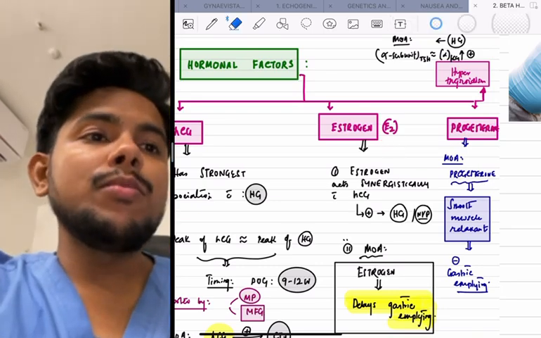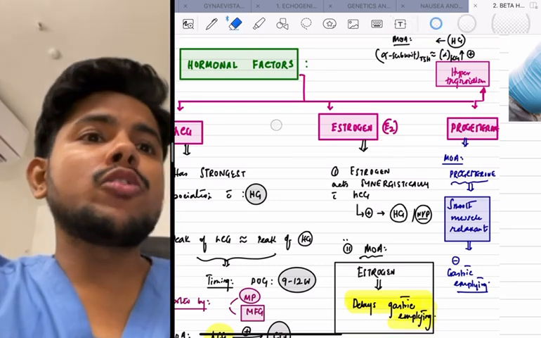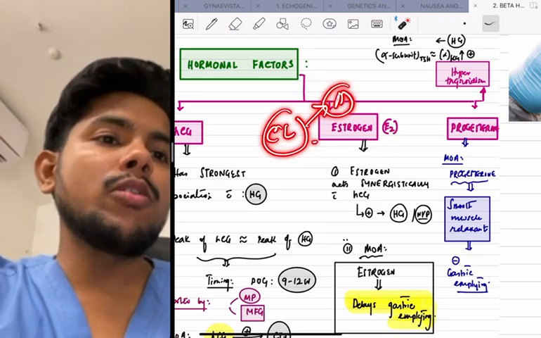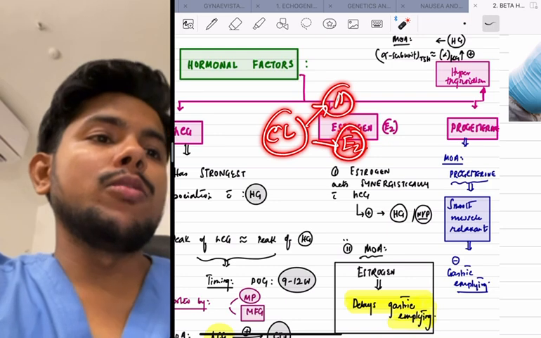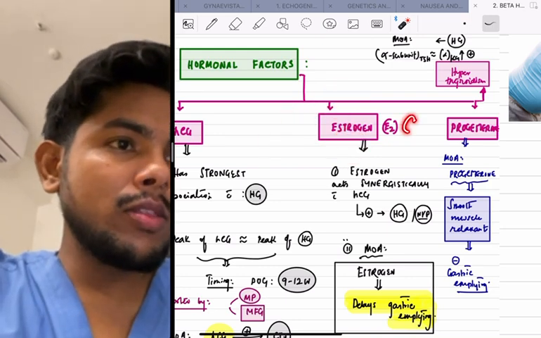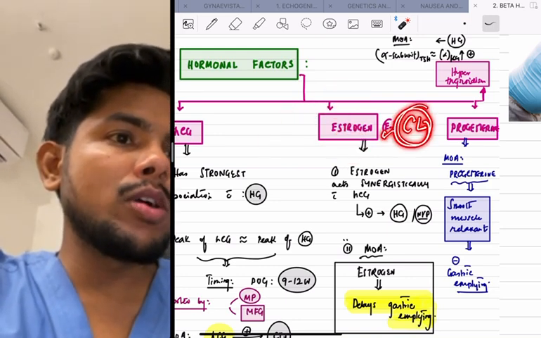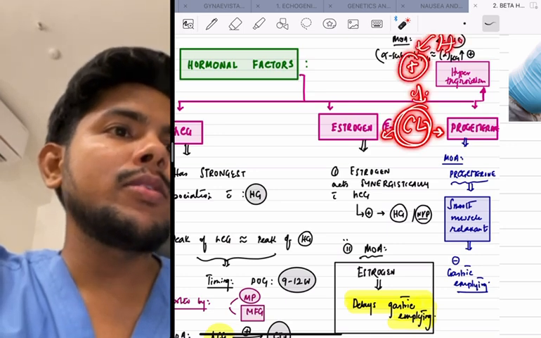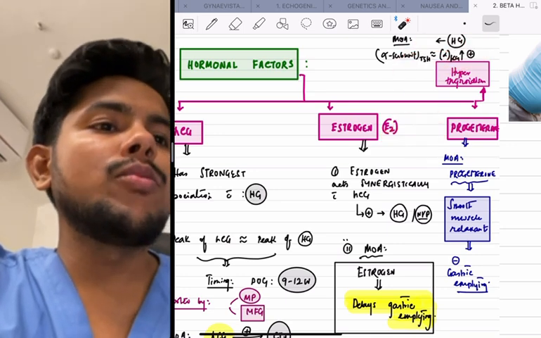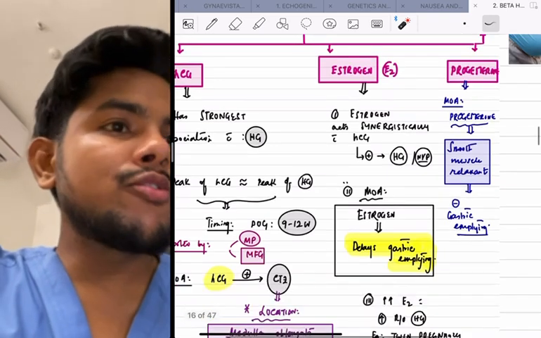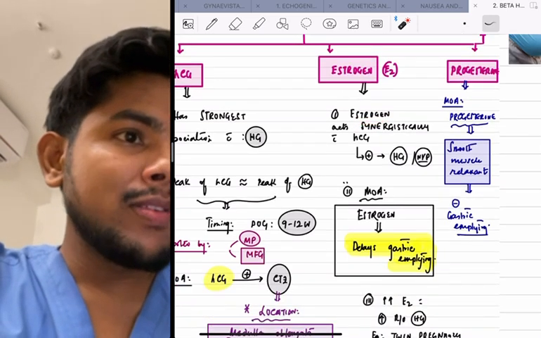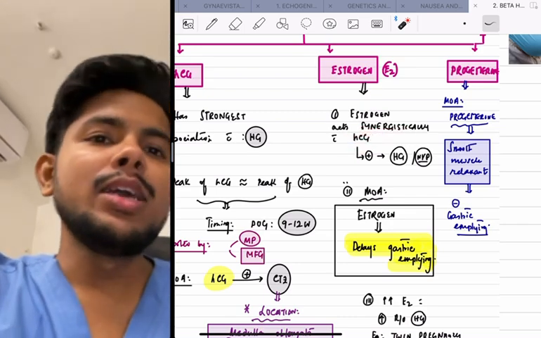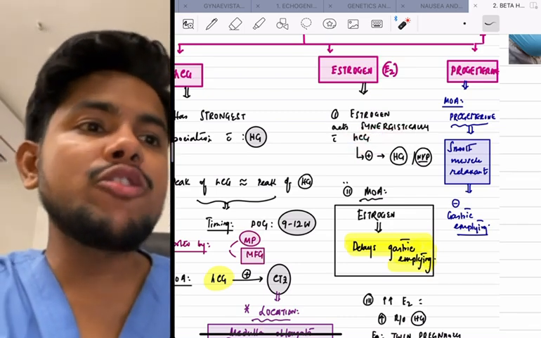So not only does the corpus luteum produce progesterone, it also produces estrogen. Now, this estrogen and progesterone are coming from corpus luteum, and corpus luteum is being stimulated by hCG. Now understand this: estrogen acts synergistically with the hCG. They are basically complementing each other's action.